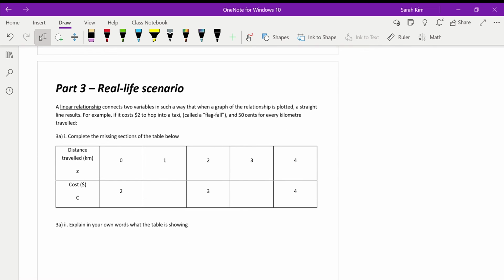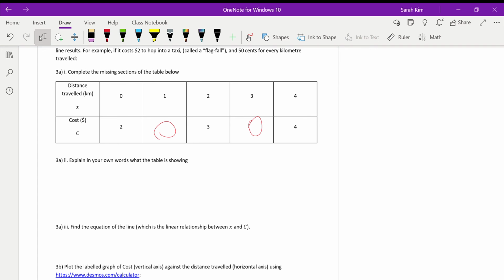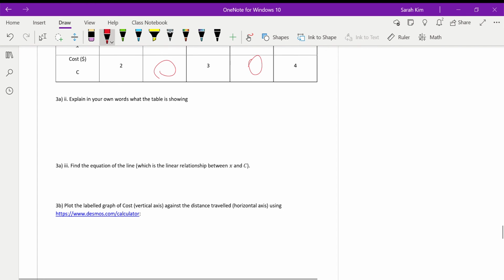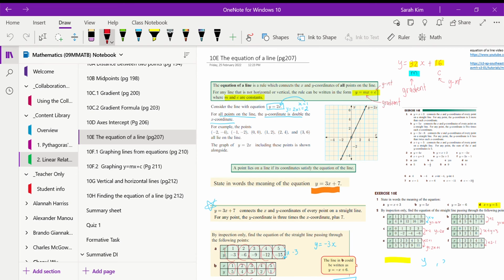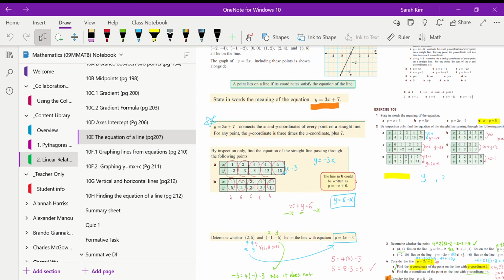Alright, part 3, real life scenario. So in this case, you've got to read what's going on. So for example, it costs $2 to hop in a taxi and then 50 cents for every kilometer. So you've got to figure out this answer. And explain in your own words what this table is showing. So explain it. And then find the equation of the line, which is the linear relationship between x and c. So we're not using y and x anymore. We're using x and c, so just be careful. Right, if you need help with that, we've done that in, I reckon, which one was it? This part where we looked at relationships, 10E, alright? So go back to that one.